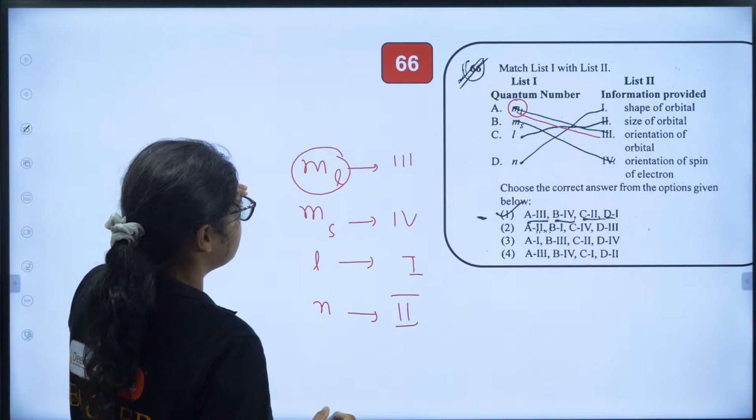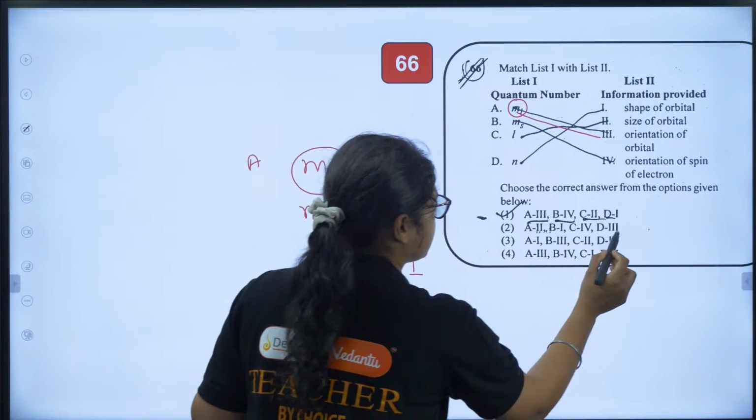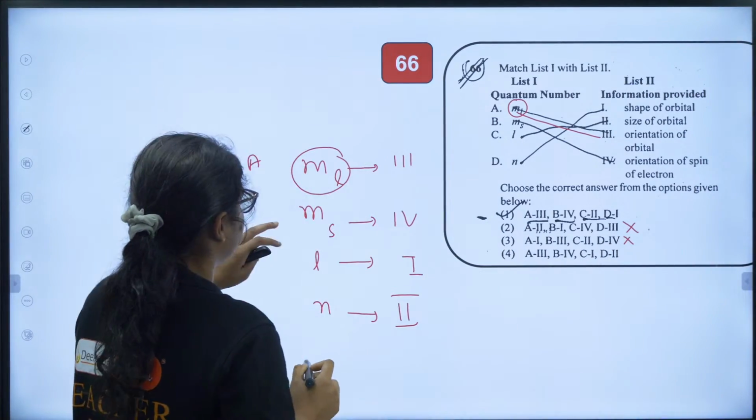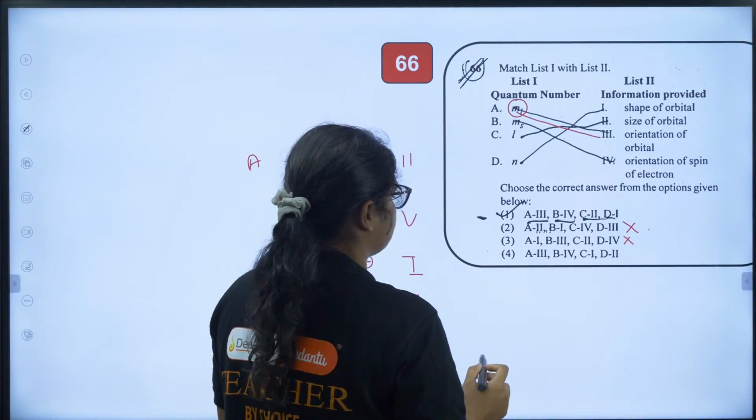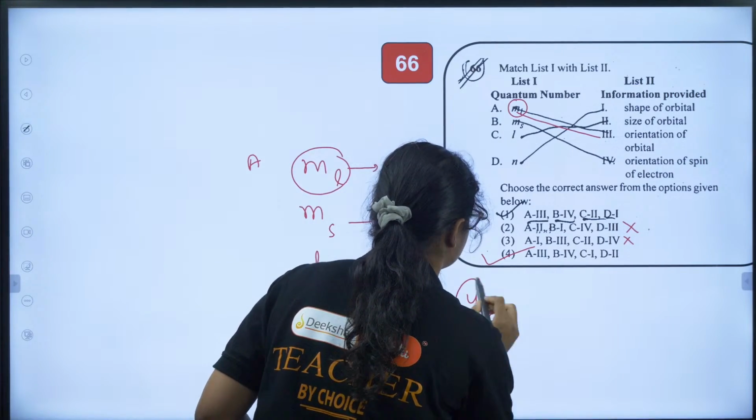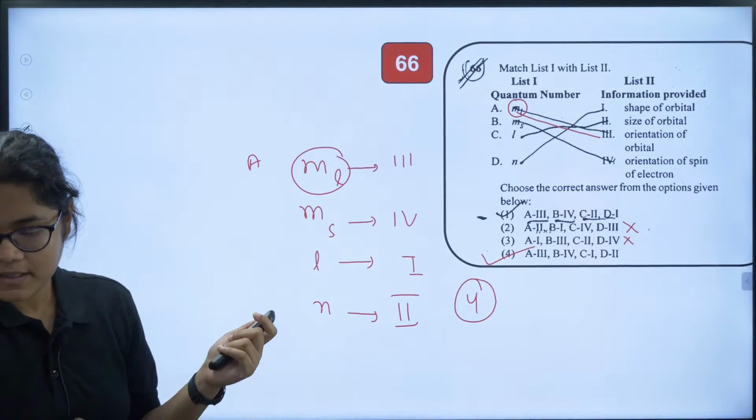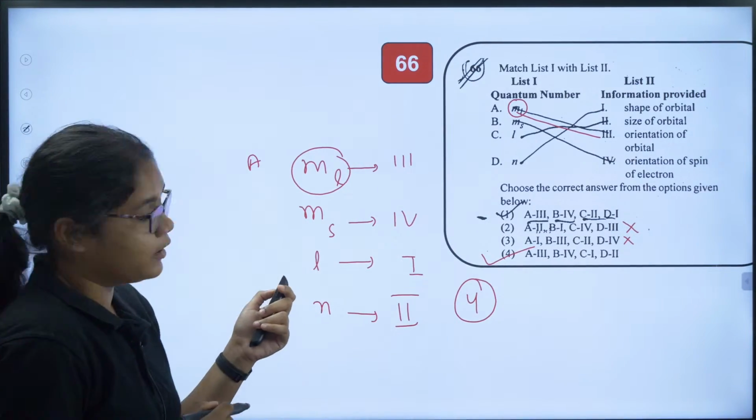Okay, so if you see, first one A will be 3, so we can eliminate these two options, and then B will be 4, C will be 1, D will be 2. So the correct answer for this question will be option number 4. Okay, now let us see the next question.